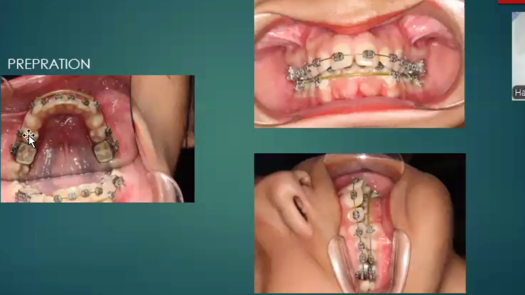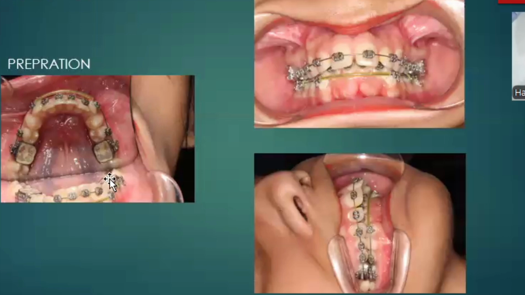In this picture, there's no bracket on the first premolar, but this is just to give you an idea. In our category 1 patient, when we prepare them for intrusion, there should be brackets on 3, 4, 5, and 6 number teeth, bypassing the incisors.